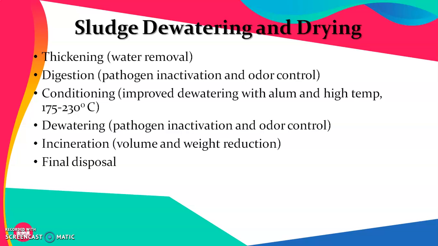After that, conditioning is done. Conditioning improves dewatering, meaning water concentration is still further reduced, and that can be achieved with the help of chemicals like alum and by exposing the sludge to high temperature. Then once again dewatering is done, and finally incineration in a few cases is practiced for the overall reduction of volume and weight, and then that sludge is disposed of along with the solid waste from a city.